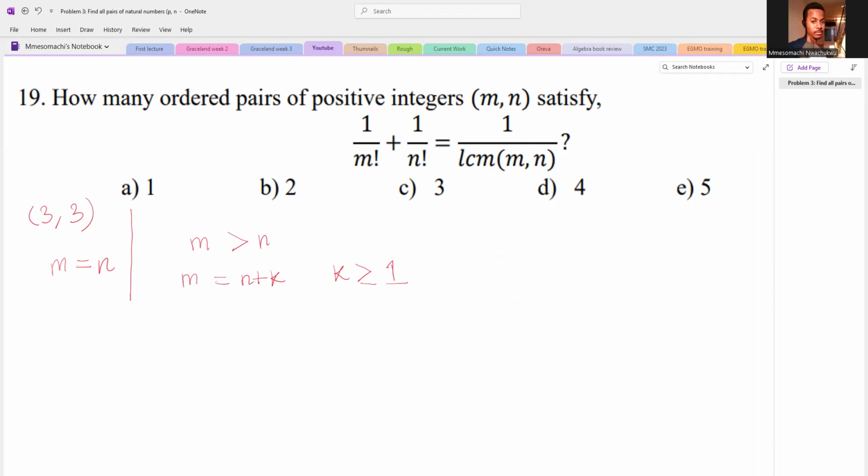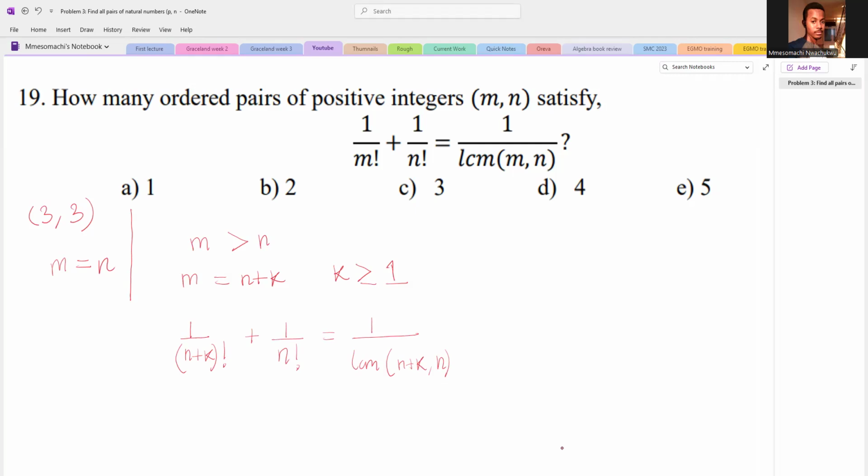Okay, so let's see what we have here. We have 1 over n plus k factorial plus 1 over n factorial equals 1 over the LCM of n plus k and n. So we can multiply through by n plus k factorial.